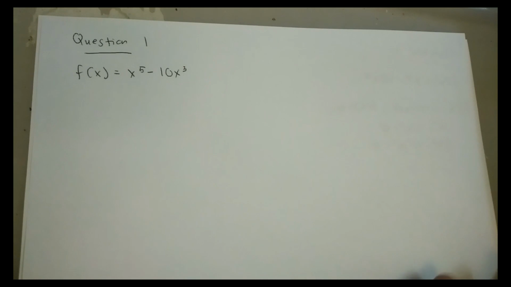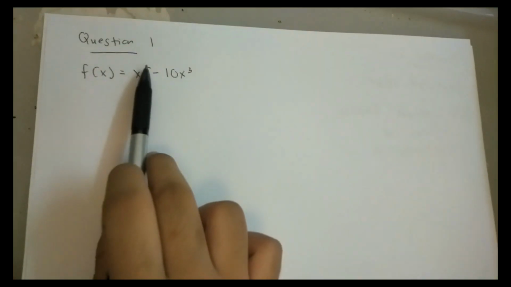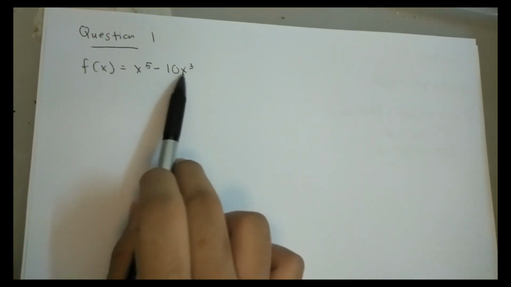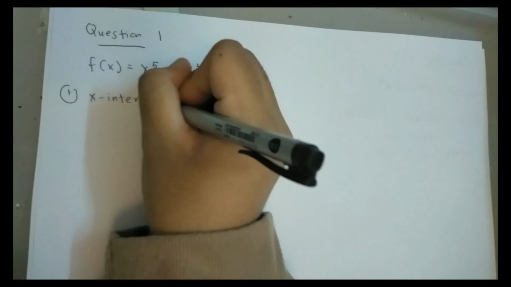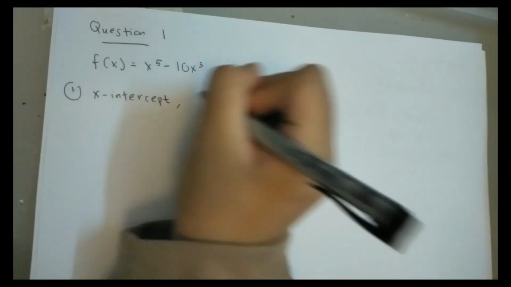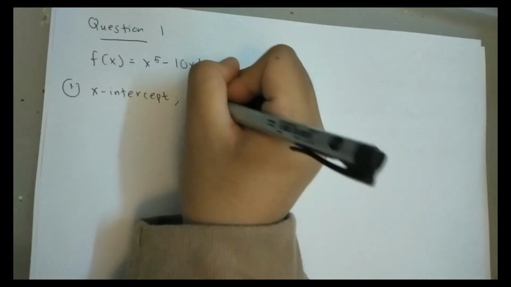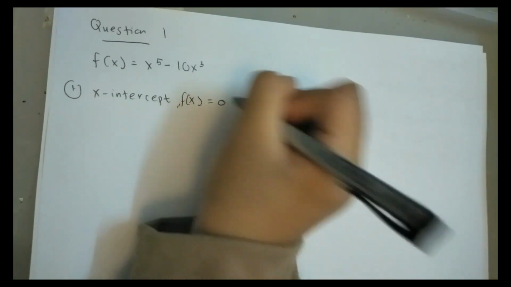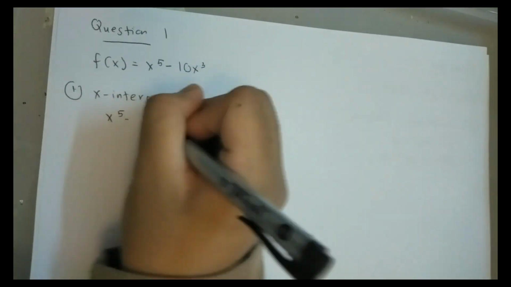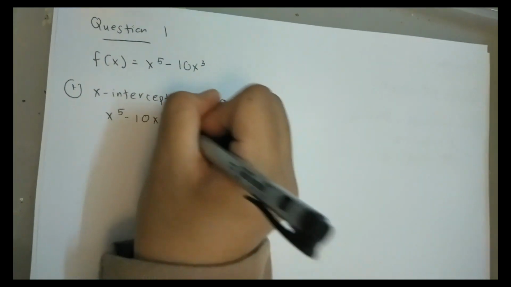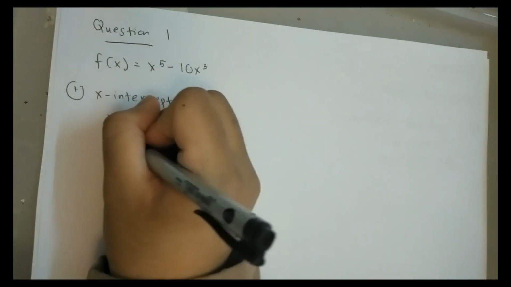Okay, the first equation is f(x) equal to x to the power of 5 minus 10x to the power of 3. So the first step is we must find the x-intercept, where f(x) equal to 0. So from the equation, we equate to 0. So we simplify the equation.